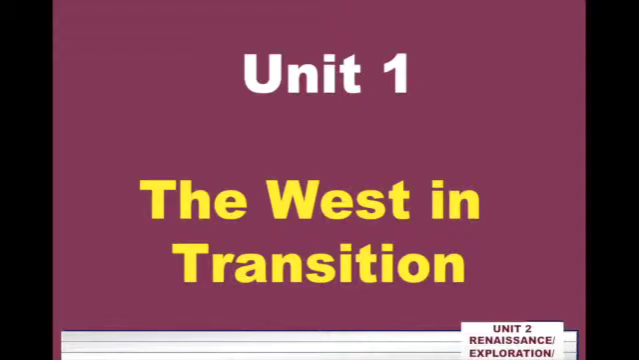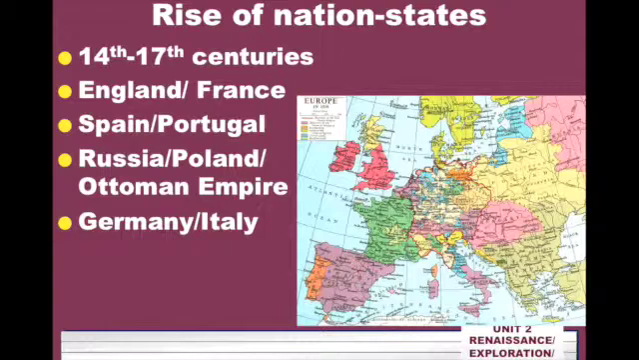So Unit 1 is going to be the Western in transition. Now we're going to start the unit off. It's a little bit in a different order than the book has it. But we're going to talk a little bit about the rise of nation states and the new monarchies. So in the 14th and the 17th centuries, new nations are becoming solidified.